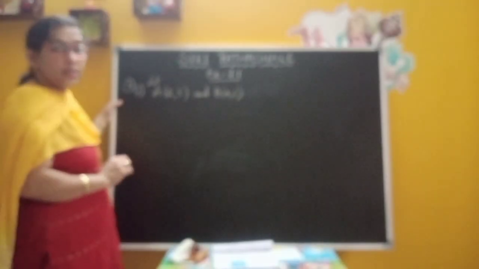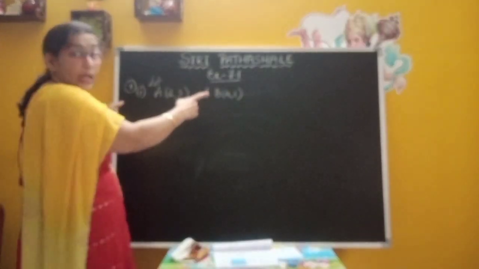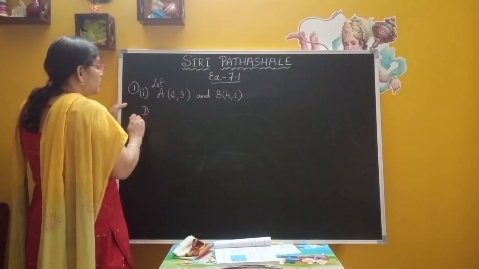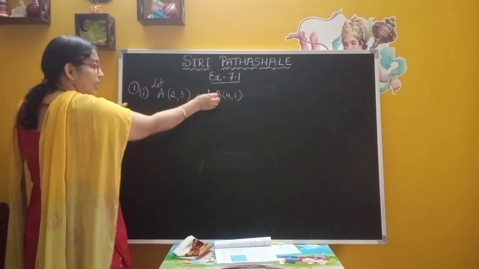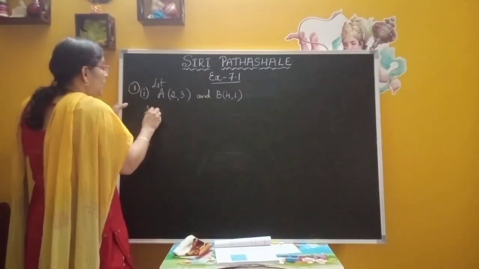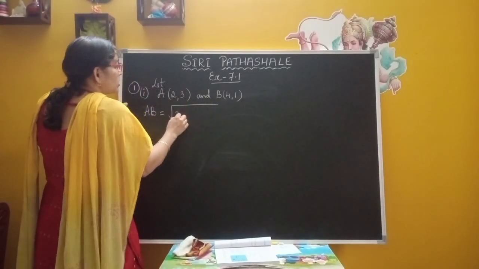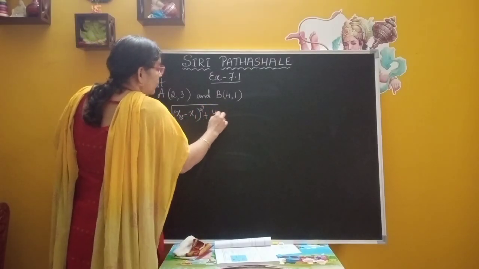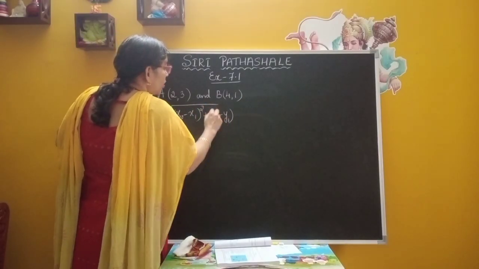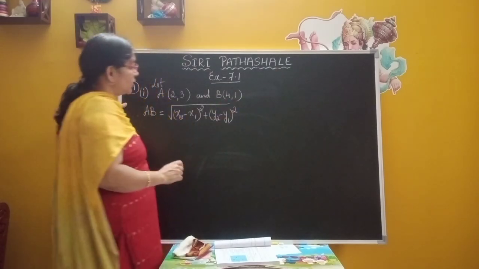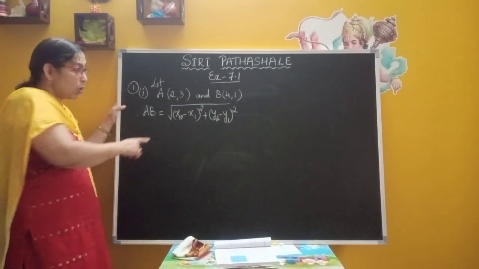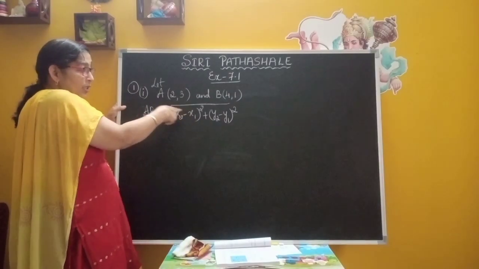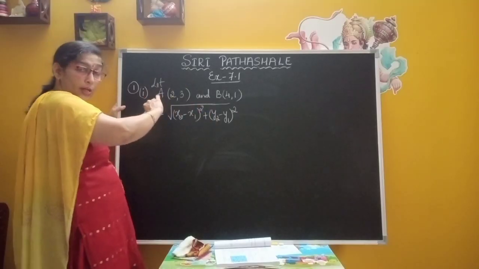So what is the distance between these two points? That is nothing but AB. So what is distance formula? If I take these endpoints as A and B, then AB would be equal to the square root of x2 minus x1 whole square plus y2 minus y1 whole square. This is the distance formula. This formula can be written as square root of x1 minus x2 whole square plus y1 minus y2 whole square also.